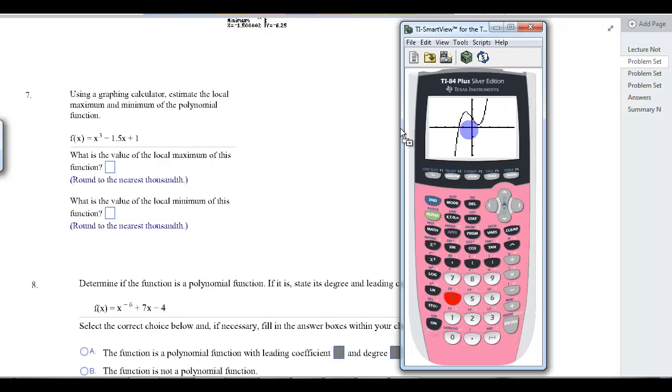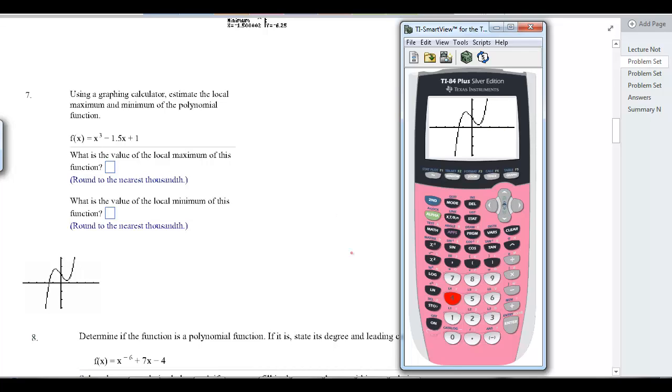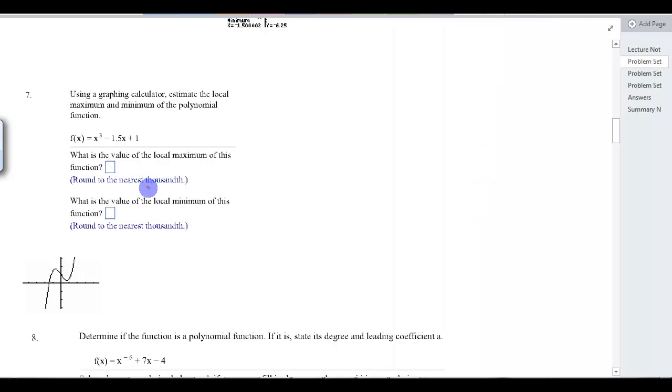All right, so I'm going to put that picture over there just so we'll be able to mark on it. But let's find this max here. Second calc max. All right, and we'll go over here to the left of that high point and hit enter. Over to the right of it and hit enter and enter. And we have 1.707. It does say round to the nearest thousandth. That's 3 places. So if you round wrong, it's going to count it wrong. Be sure that you read those directions. So that was that one.